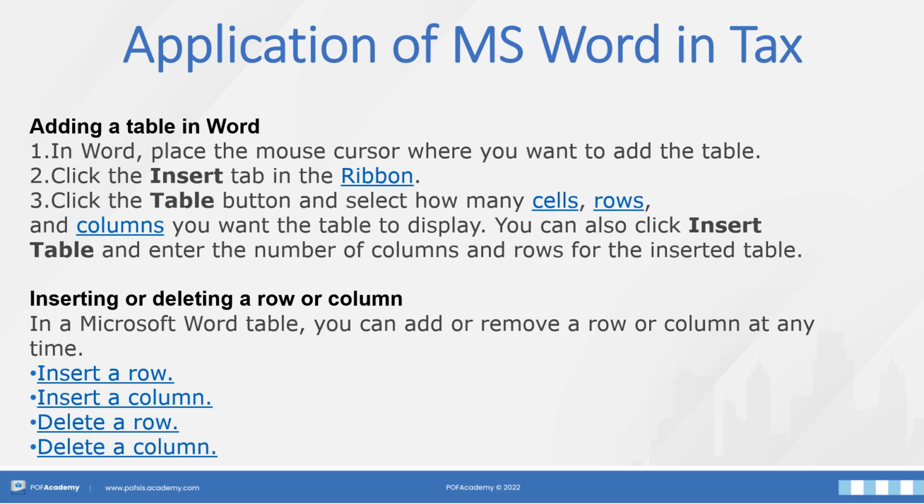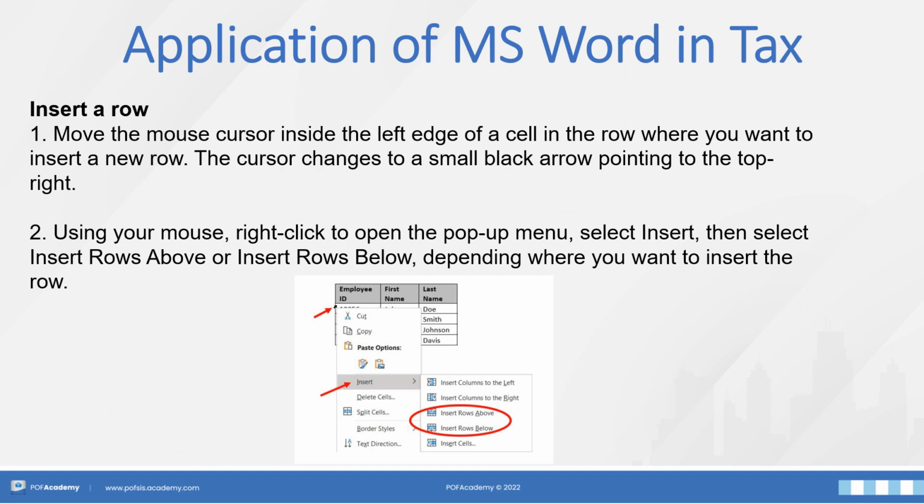So there are also steps in inserting or deleting a row or column. In a Microsoft Word table, you can add or remove a row or column at any time. So if you wish to insert a row, first step, move the mouse cursor inside the left edge of a cell in the row where you want to insert a new row. The cursor changes to a small black arrow pointing to the top right. Then the second step, using your mouse, right-click to open the pop-up menu, select Insert, then select Insert Rows above or Insert Rows below, depending where you want to insert the row.